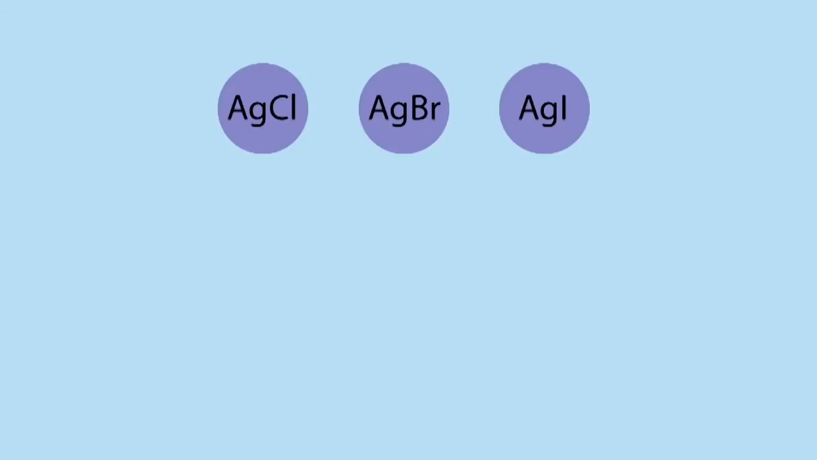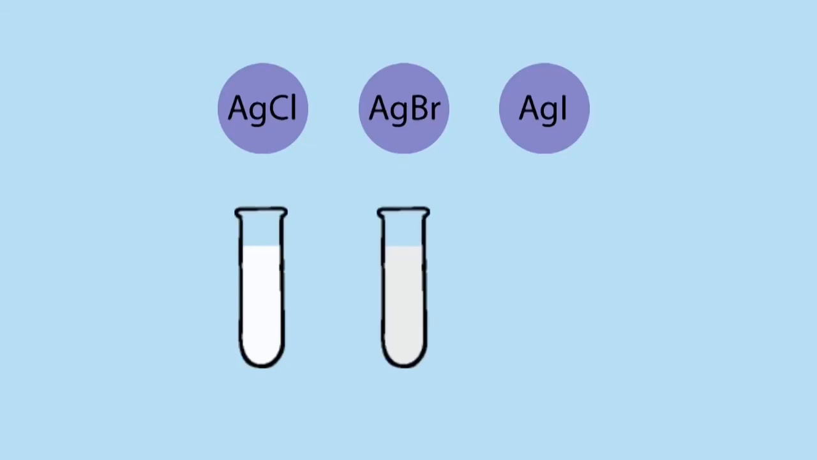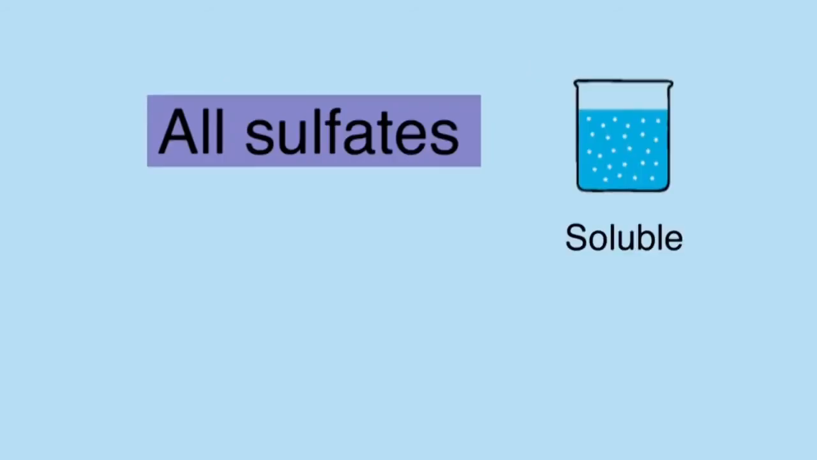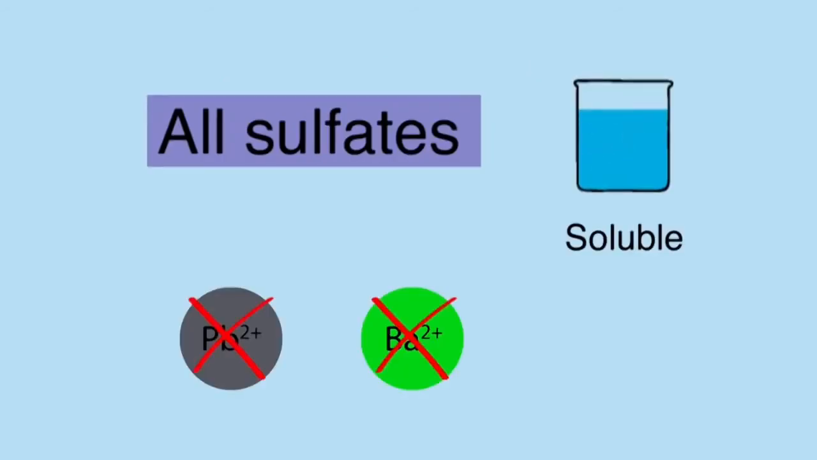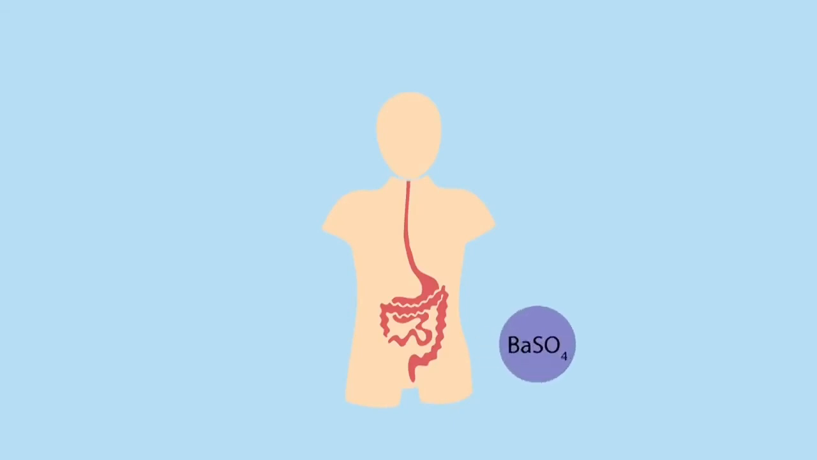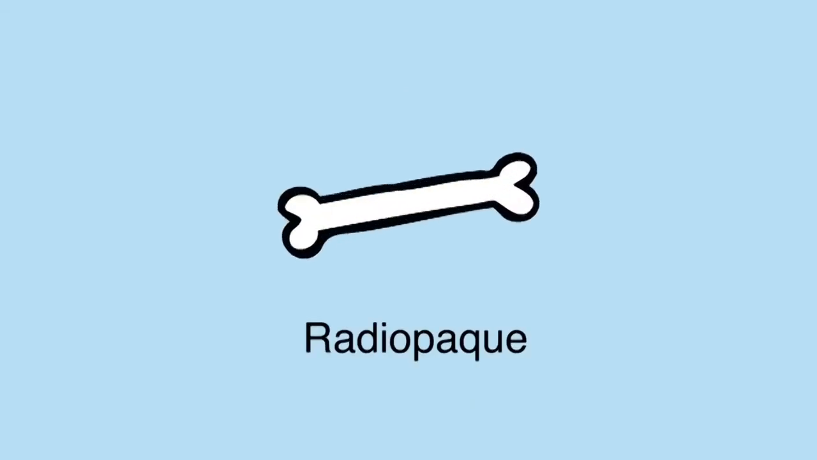We can distinguish between the different silver halides because they each have a characteristic color and behave differently in the presence of concentrated or dilute ammonia. All sulfates are soluble except for lead and barium and calcium. In fact, barium sulfate is so insoluble that it can be ingested and pass through our gastrointestinal tract without being absorbed by our bodies. This is because it is radio-opaque, just like your bones.